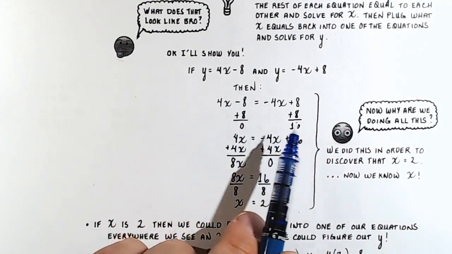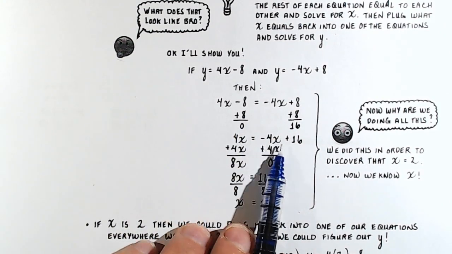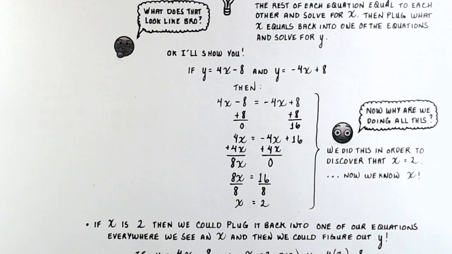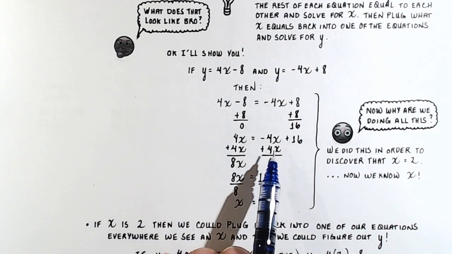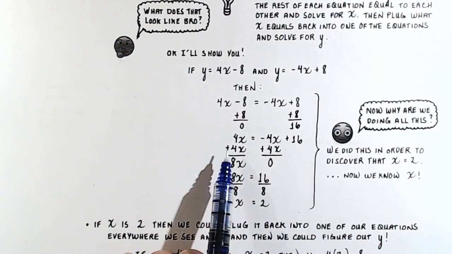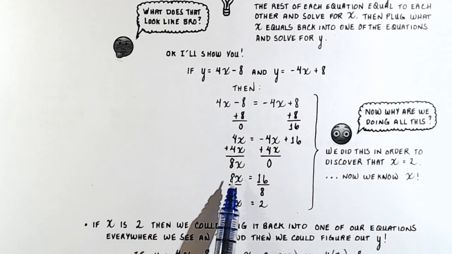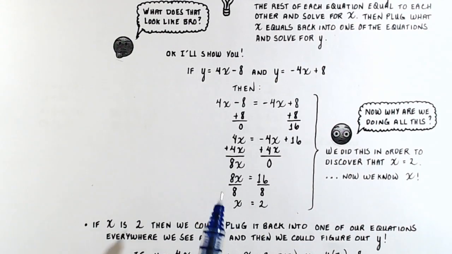First, I add 8 to both sides. Then I have 4x equal to negative 4x plus 16. Now, to get the x's together, I add 4x to both sides to move x over to the left side of the equation. Then I divide both sides by 8 to get rid of the coefficient in front of the x variable. So the 8's cancel and x is equal to 2, because 16 divided by 8 is 2.